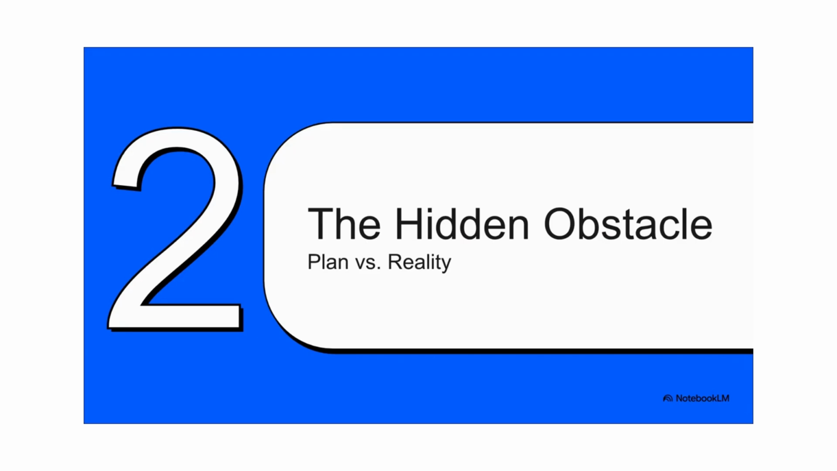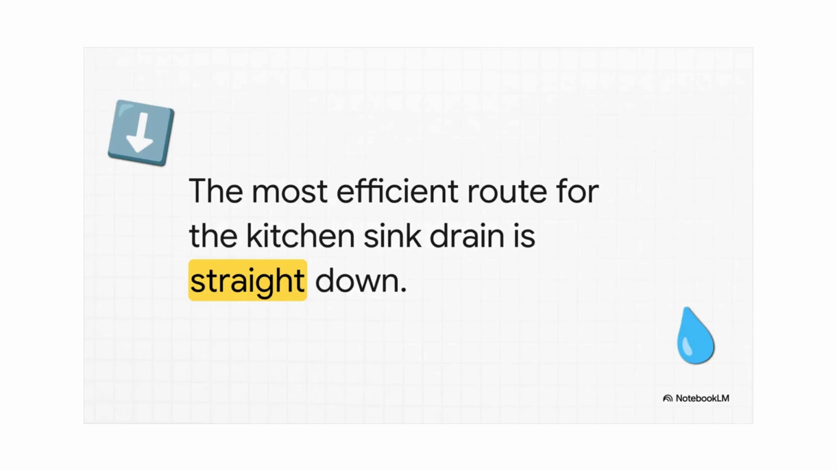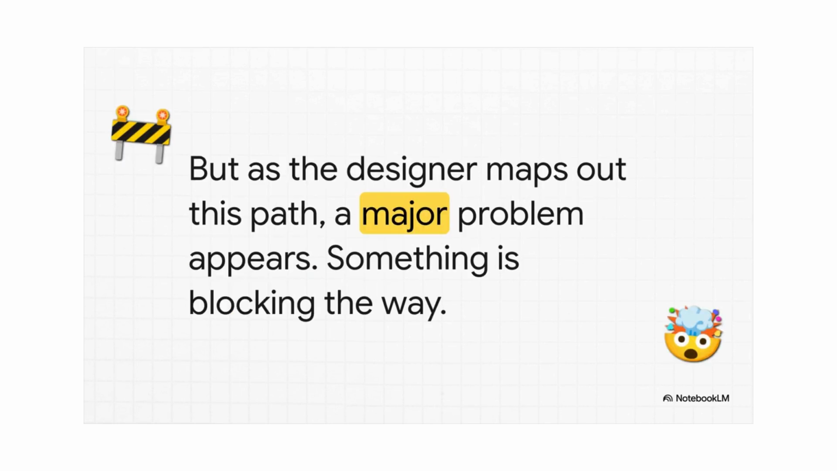And this is where our story takes a turn. This is that moment where a simple plan smacks right into a complex reality. So when you think about it, the most logical path for the kitchen sink drain is, well, of course, straight down. I mean, it's the shortest, most efficient route to connect with the main drainage line below. But just as the designer is modeling this in their software, a big red flag pops up. That perfect straight path is completely blocked.